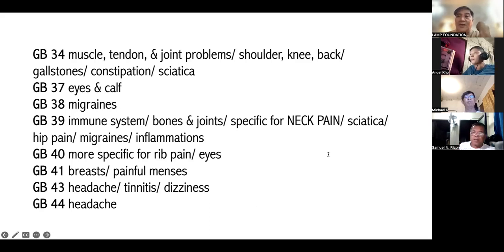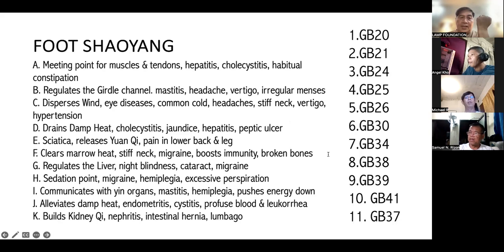Specific for neck pain. You try this. Ma'am Lynn has tried this, I think. She said it's very effective, especially for older people. Okay. Right. I should try this. GB40, more specific for rib pain and the eyes. GB41 for the breasts. GB43, headache, tinnitus, dizziness. GB44, headache. So, let's call on Sir Michael to answer 1 to 6.